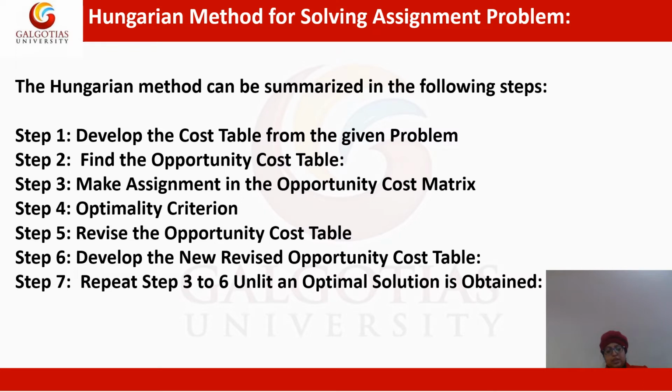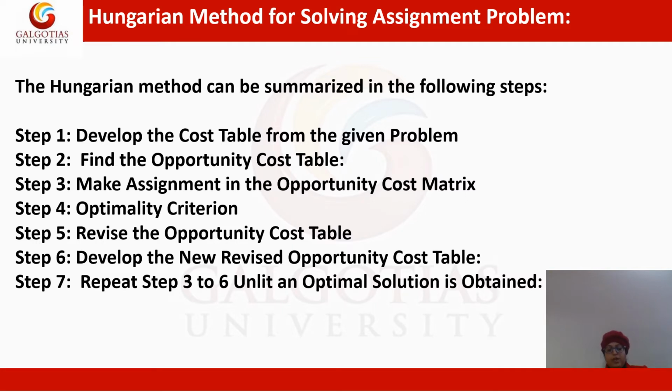The next step is to find the opportunity cost table. Locate the smallest element in each row of the given cost table, and subtract it from each element of that row. In the reduced matrix, locate the smallest element in each column and subtract it from the other elements of that column. Note that each row and each column will now have at least one 0 value.